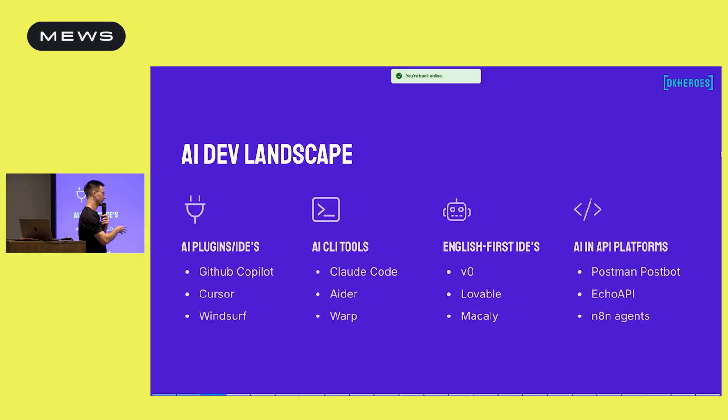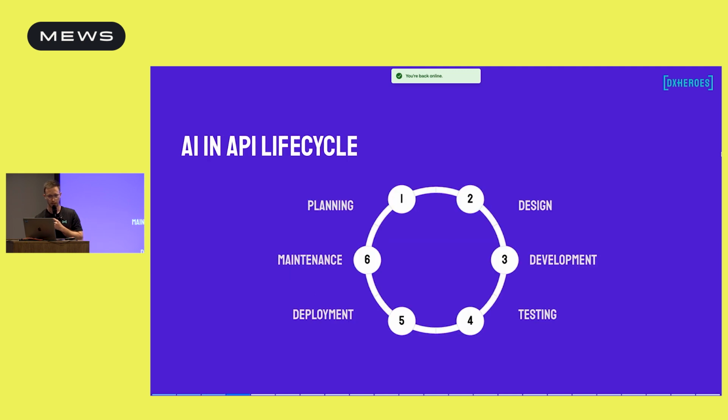For example, Postman, they are working on their Postbot extension that will allow you to generate documentation, help you with tests, or even debug the APIs directly in Postman. And overall, the AI gets involved in each phase of the API development lifecycle. I will go through each phase, mention some use cases from our experience, and also mention some problems and how you can deal with them when working with AI in general.